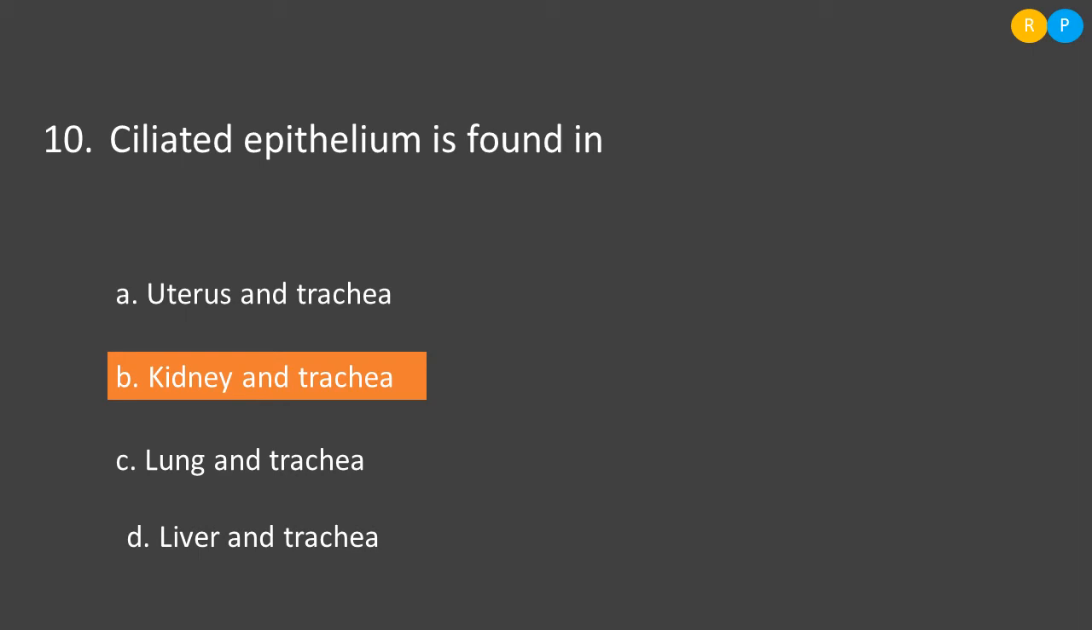Then option C, lungs and trachea. Here the lungs do not consist of ciliated epithelium. Clear, only the bronchioles will have ciliated epithelia. Then option D, liver and trachea. So among the four options, the correct one is option B, kidney and trachea, because both will have ciliated epithelium.